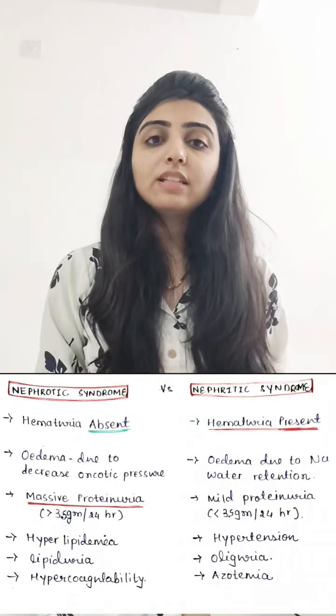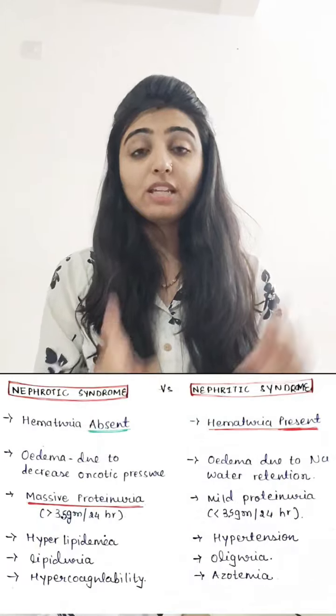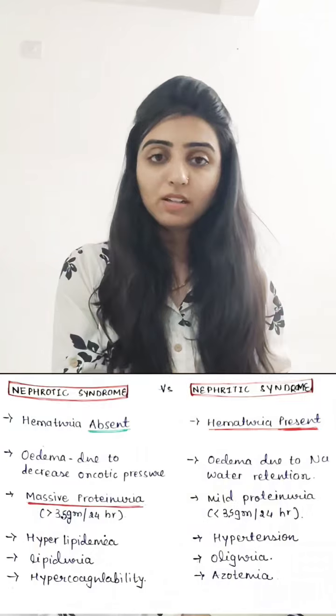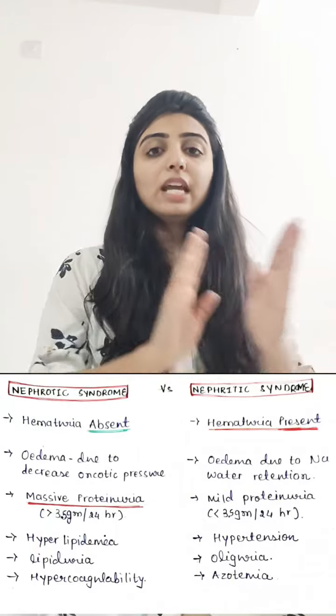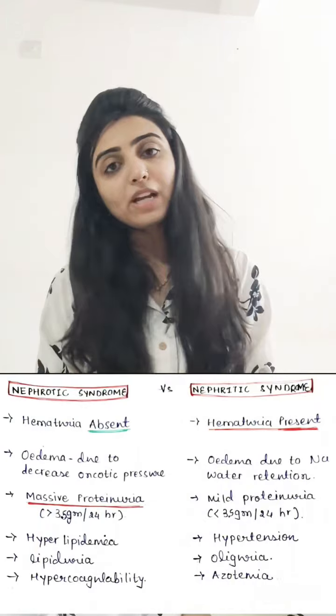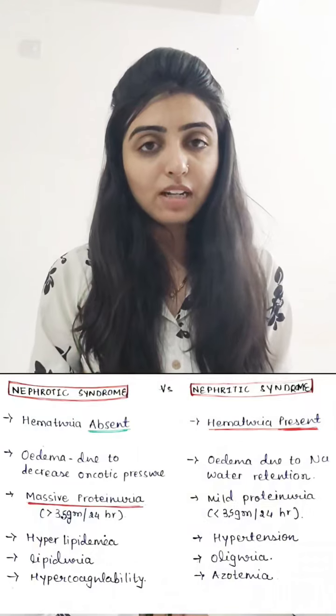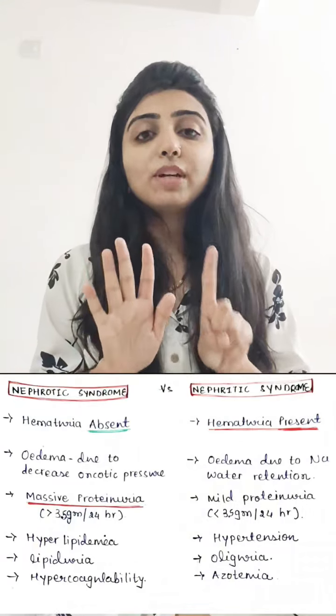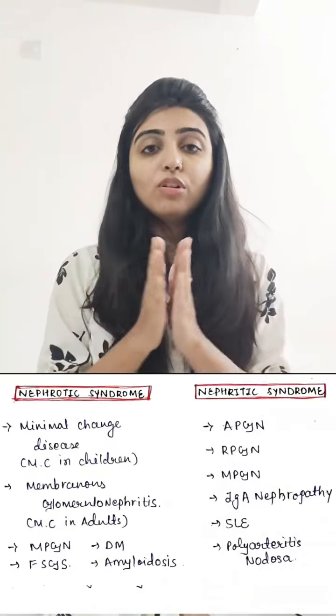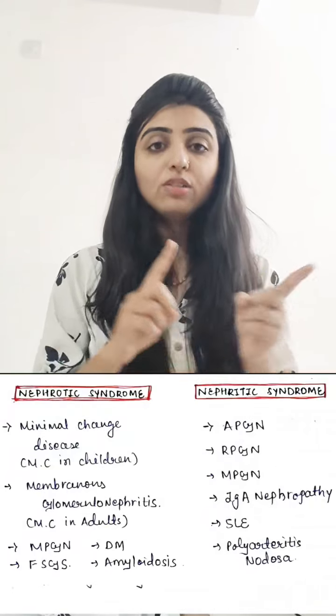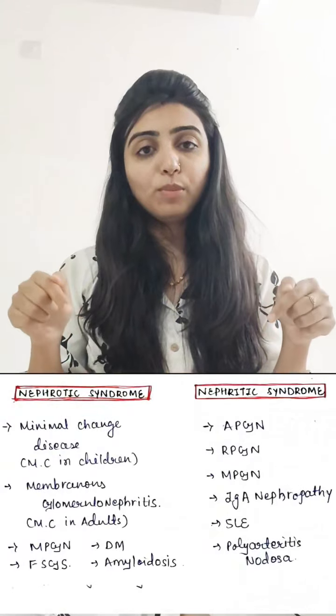Okay, and sixth is mild proteinuria. In nephrotic syndrome there is massive proteinuria, and in nephritic syndrome there is mild proteinuria. Okay, so in nephritic syndrome we have to remember 6 symptoms. Okay, now examples of nephrotic syndrome and nephritic syndrome are given below.